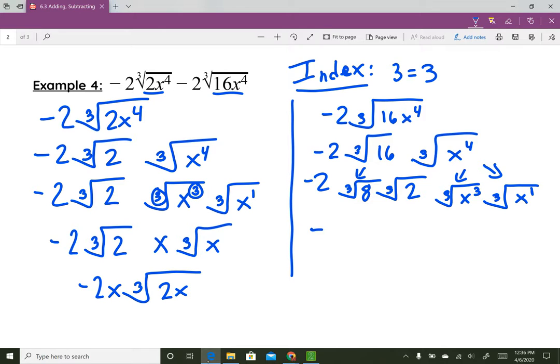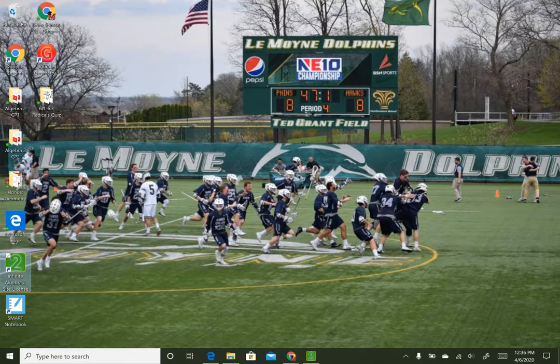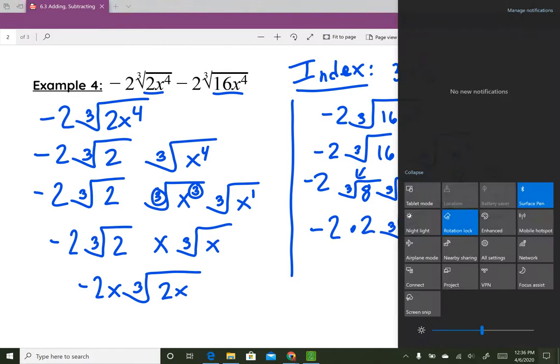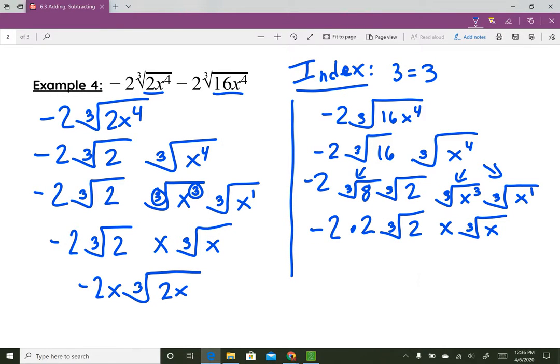Now we're simplifying everything we can. Cube root of 8 is just 2. So that becomes 2. Can't do the cube root of 2. Cube root of x to the third is just x. And the cube root of x to the first is just x. Everything on the outside goes together. Everything on the inside goes together. Negative 2 times negative 2 is just negative 4. And it's negative 4x, because remember I have this and this. And then I have the cube root of 2x on the inside.